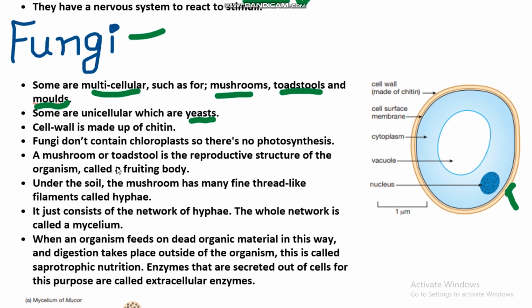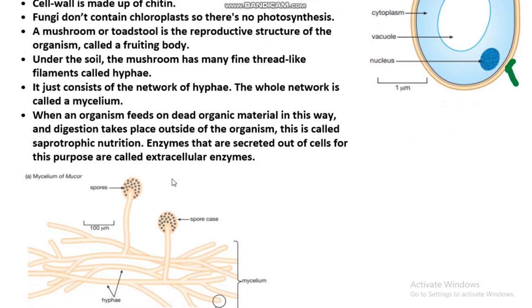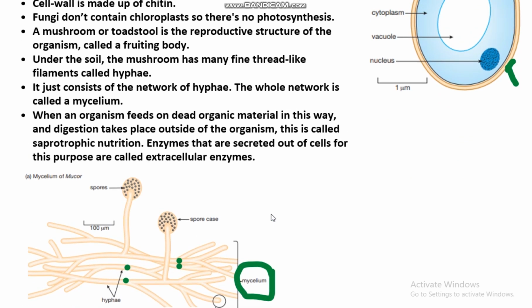Fungi don't contain chloroplasts, so there's no photosynthesis. You can see in this diagram there's no chloroplast, so no photosynthesis occurs in this cell and glucose is not produced. Under the soil, the mushroom has many fine thread-like filaments called hyphae. These are hyphae, and together they are called mycelium.